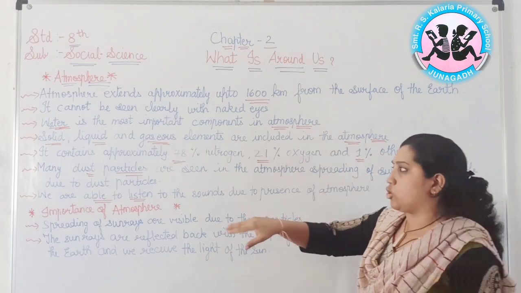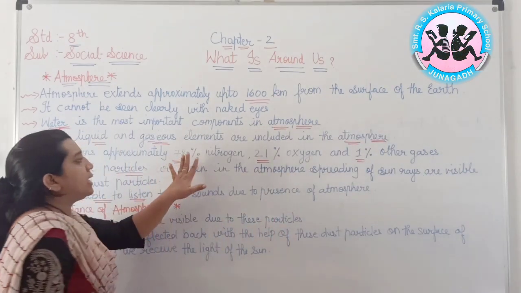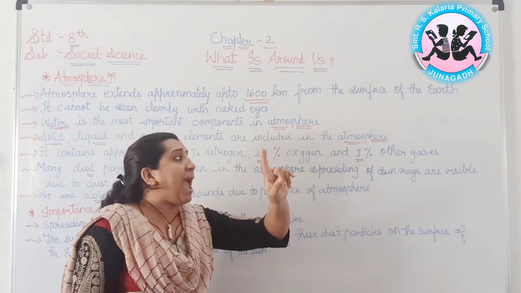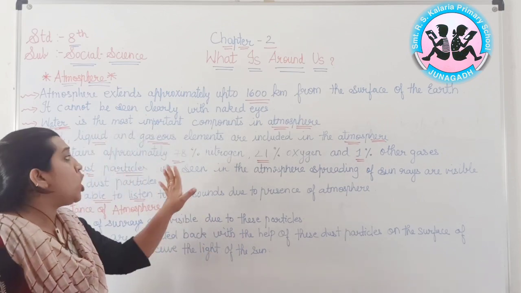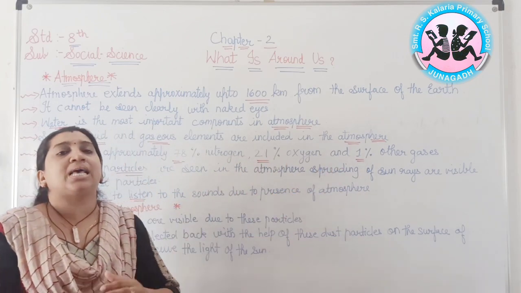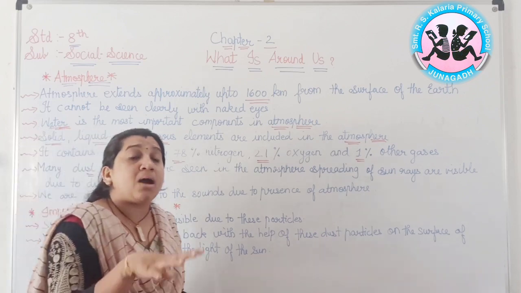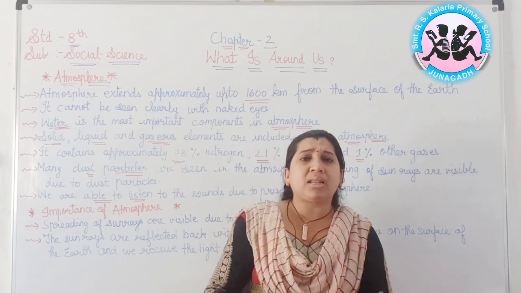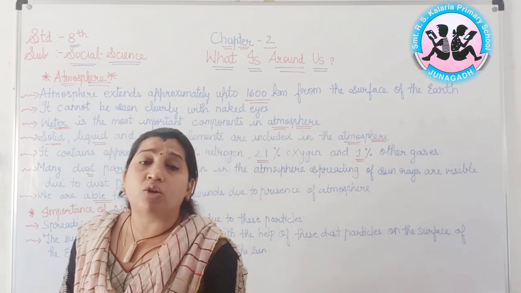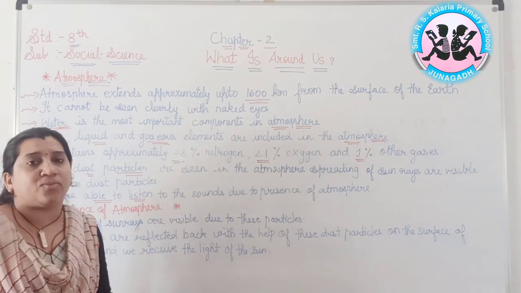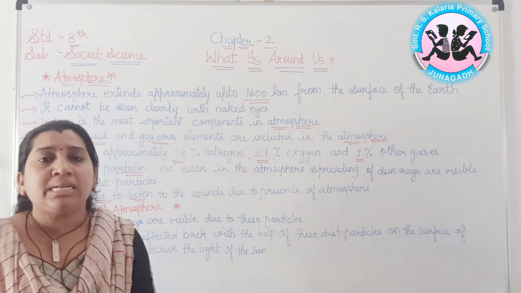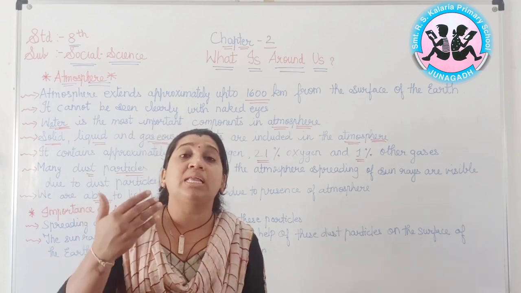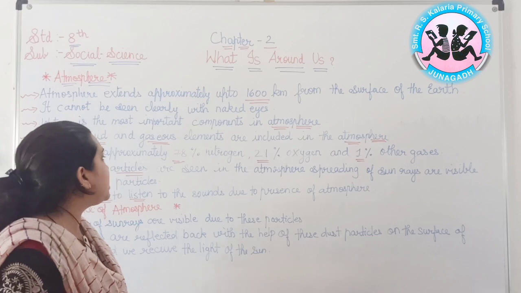Here 78% is nitrogen, 21% is oxygen, and 1% other gases. So all three gases are together with one another. Nowadays we are feeling global warming. The reason behind that is that nitrogen reduces the intensity of the oxygen, and moreover, due to industries and human activities, we are seeing an increase of global warming in the surrounding.